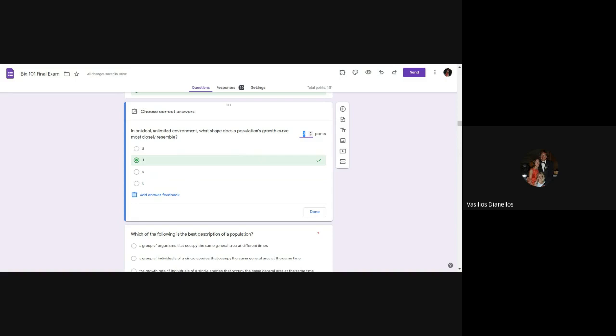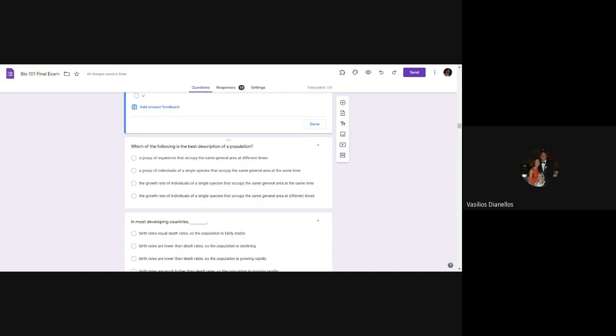All right. Moving forward, which of the following is the best description of a population? This should be easy. I was hoping this was easy. There were a little bit more wrong answers than I would hope for. A group of organisms occupies the same general area at different times. No, for many reasons. First of all, but I'll just stick with this part for now.